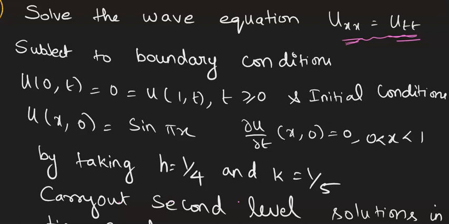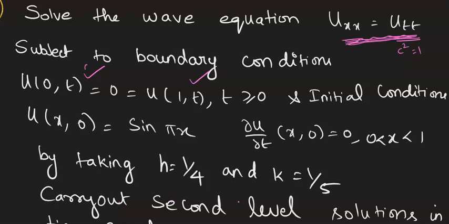See the equation: solve the wave equation uxx is equal to utt. What is the general format? Utt is equal to c square into uxx. Here in this case, c square is 1. So just pay attention to all the details. Subject to the boundary conditions. What are the boundary conditions? U of 0 comma t is equal to 0 and u of 1 comma t is equal to 0.